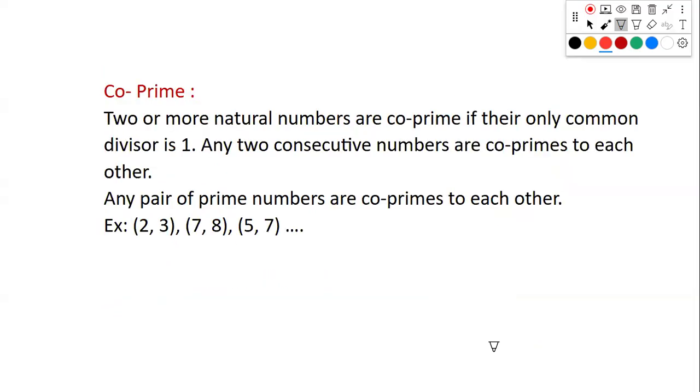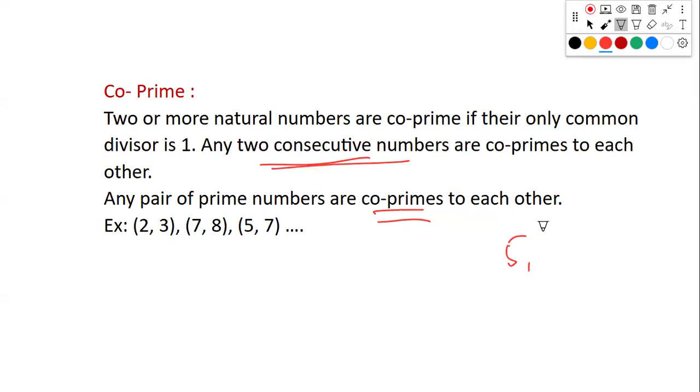Co-primes: take any two numbers, and if the only common divisor is 1, then they are called co-primes. Any pair of prime numbers are co-primes to each other, because a prime is divisible only by 1 and itself. And any two consecutive numbers are always co-primes.